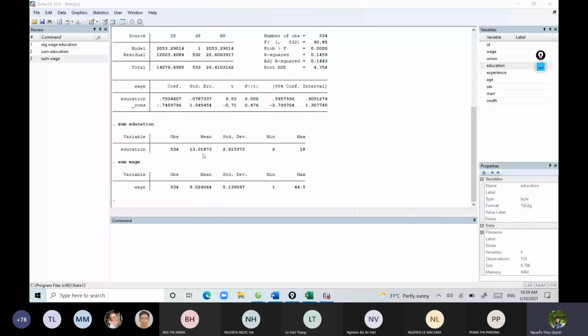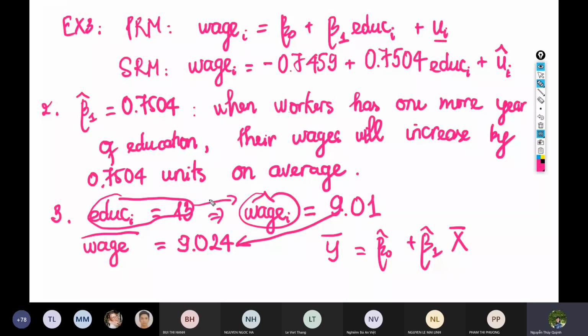Okay, all right, and also we have the rounding in the estimated regression coefficient. This one is not the actual value, just the rounding of it. So that's why we have a small difference between the estimated wage here and the sample mean of wage. But actually it should be the same. All right. Okay, thank you.